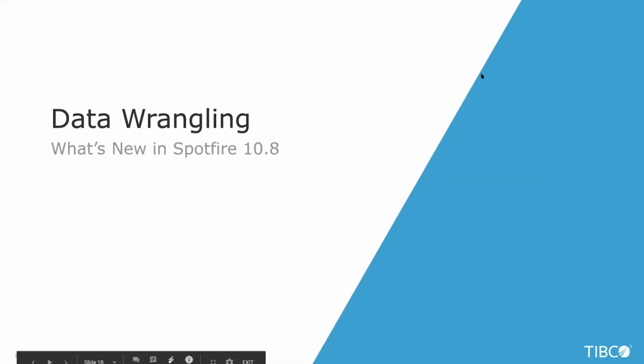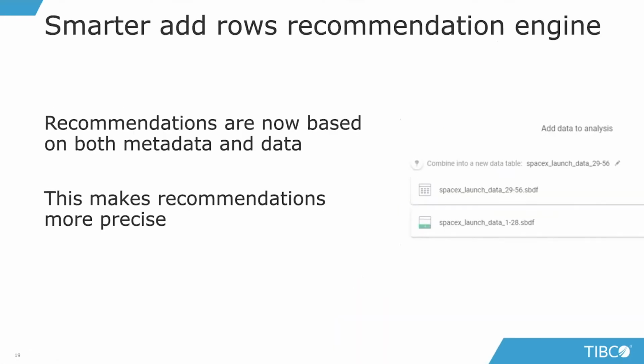All right, let's look at the new features in data wrangling and data access in Spotfire 10.8. First off, we have a smarter add rows recommendation engine, and it's made smarter because we can now base the recommendations not only on metadata, but also on data. This has enabled Spotfire to load new data in parallel and in the background. So while the new data is added, we can feed some of that data to the recommendation engine.